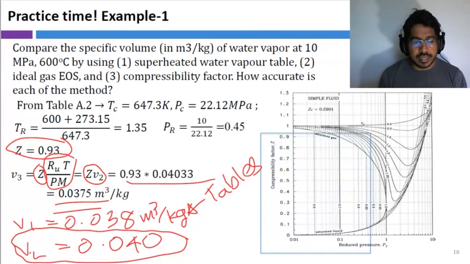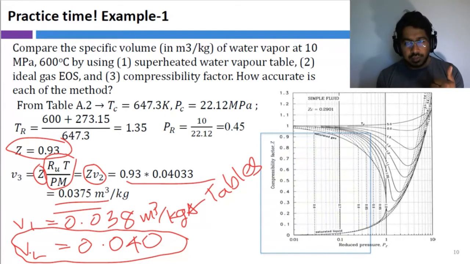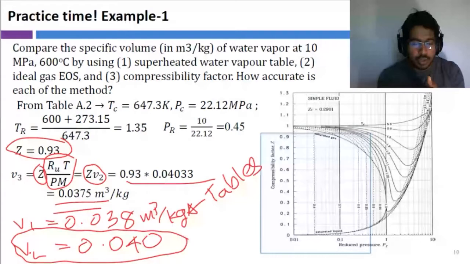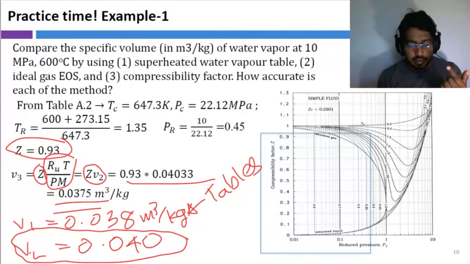So with this, we can see that property tables are always the place to go if we have them, unless it's specified to do otherwise. And the compressibility factor is the other model that we can calculate for better accuracy. So that will be our second choice. And the ideal gas equation is our last resort unless specified, right?